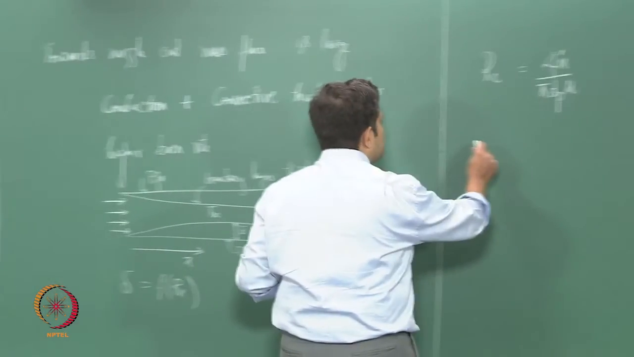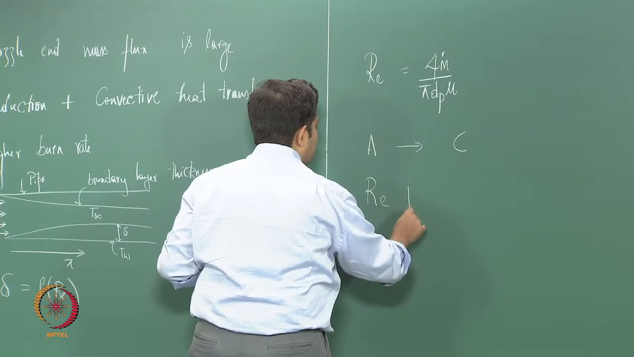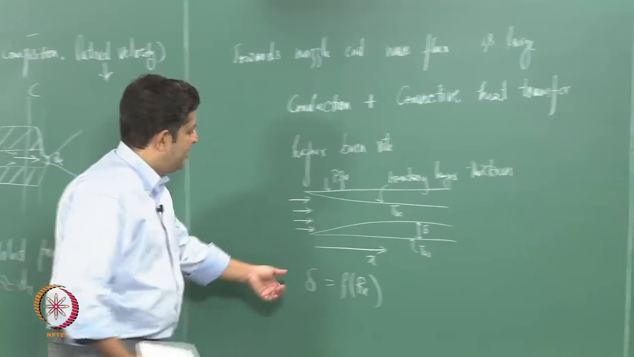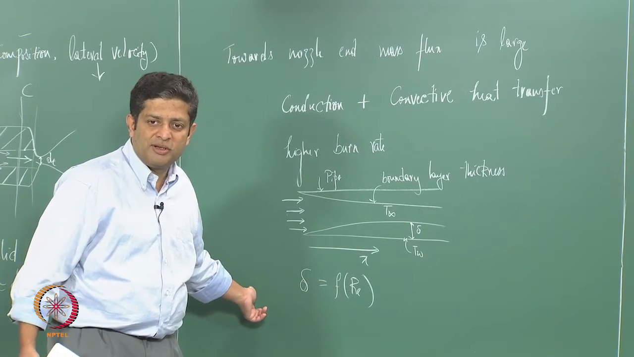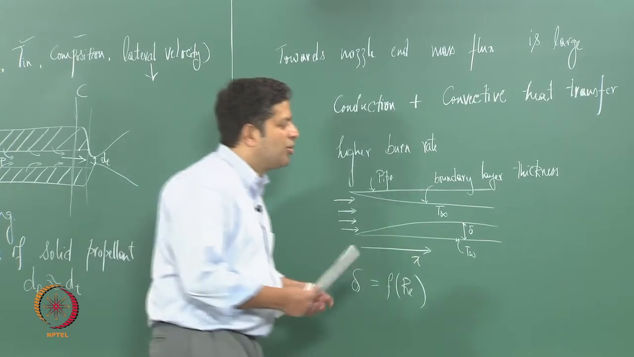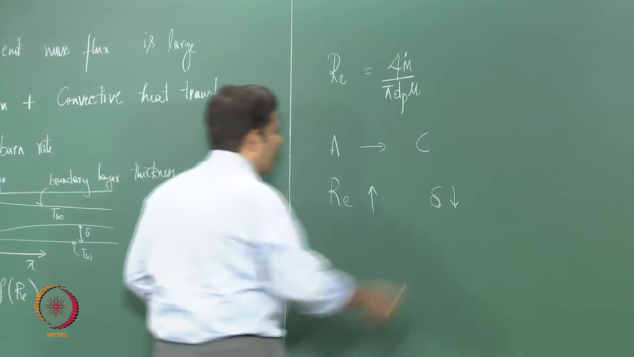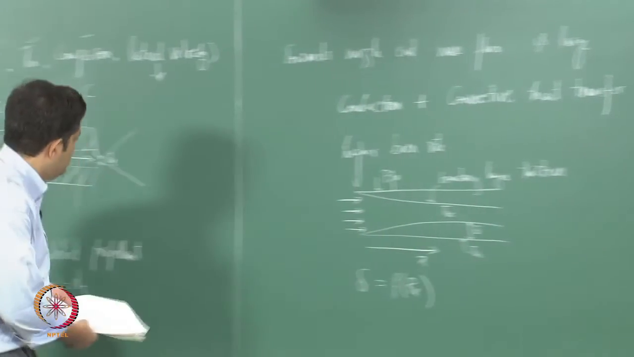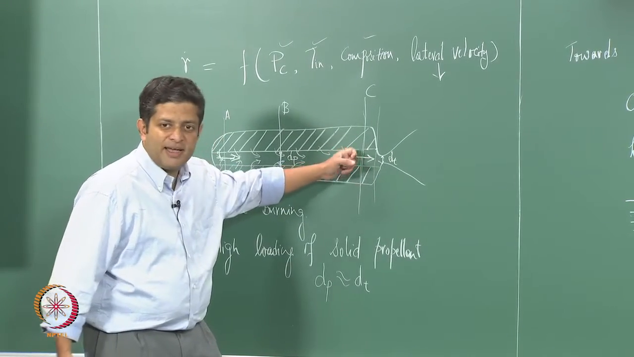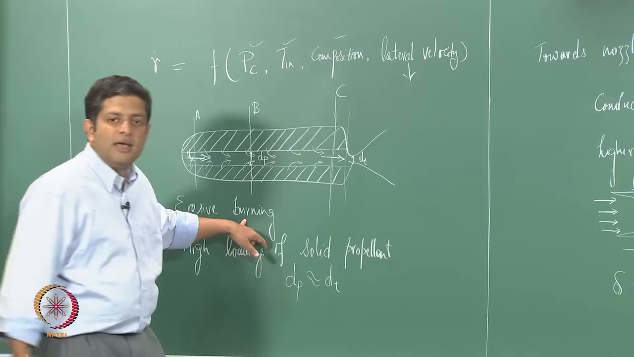So, as you move from A to C, Reynolds number keeps on increasing, and the delta has an inverse relationship with Reynolds number. That is, as Reynolds number increases, delta will decrease. So because of it, the boundary layer thickness decreases as you go from head end to the nozzle end. And because the boundary layer thickness decreases, there is enhanced heat transfer at the nozzle end. And this is what we call erosive burning.